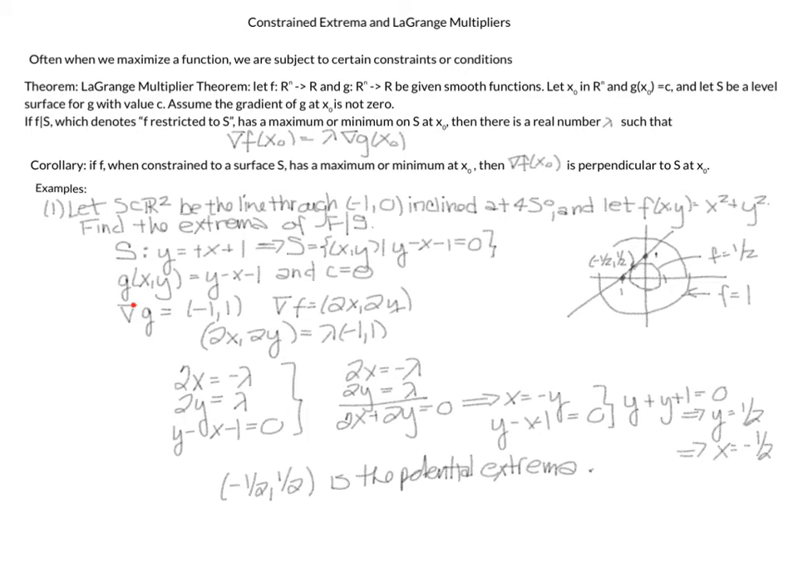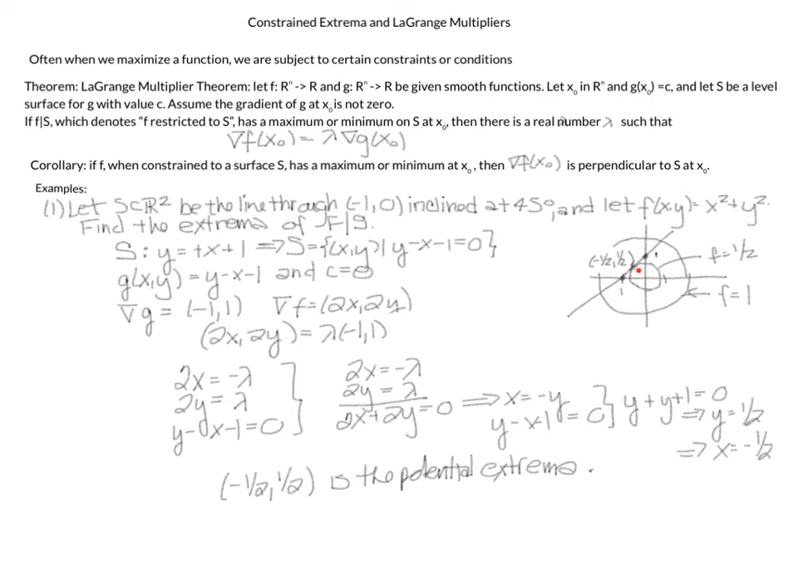So our gradient of g is equal to minus 1, 1, and our gradient of f is equal to 2x, 2y. So we get 2x, 2y is equal to lambda times minus 1, 1. So from here we get that 2x plus 2y is equal to 0, which gives us x is equal to minus y. And then looking at y equals x plus 1, we plug in and we get y is equal to 1/2 and x is equal to minus 1/2.